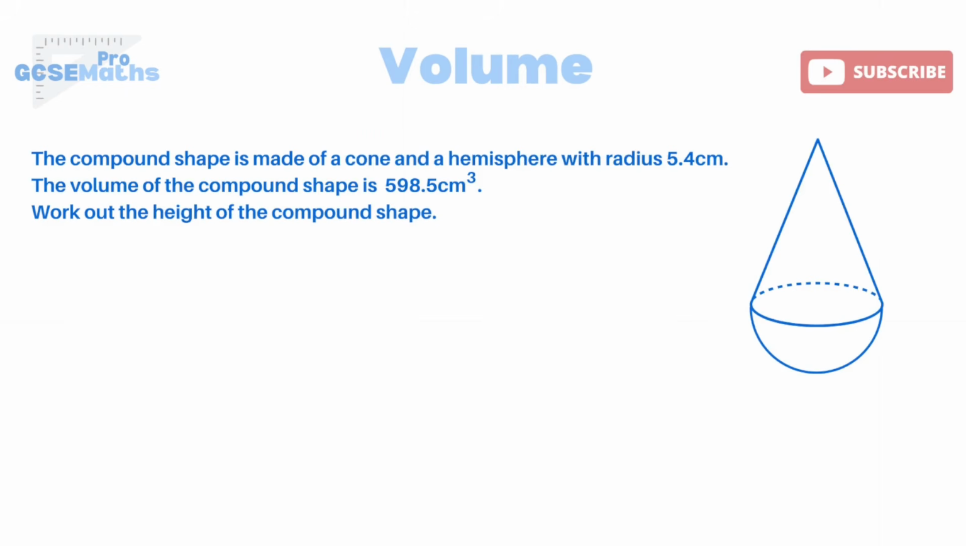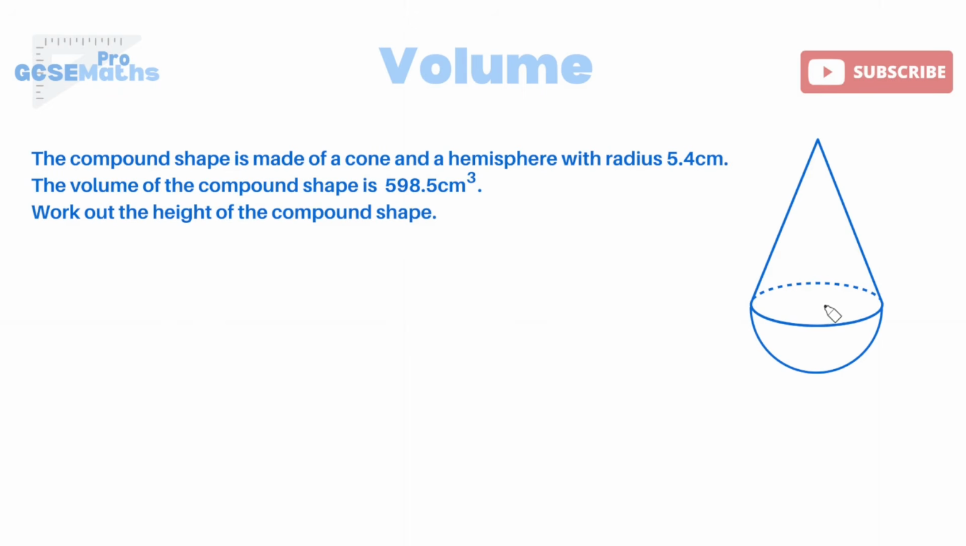Okay, our last question. As we've done with all of the other videos in the volume series, we not only want to know how to work out the volume of different shapes, we also want to know how to use the volume of these shapes to work backwards to maybe find a length, a radius, a height, something like that. So in this case, the compound shape is made of a cone and a hemisphere with radius 5.4. The volume of the compound shape is 598.5 centimeters cubed. Work out the height of the compound shape.